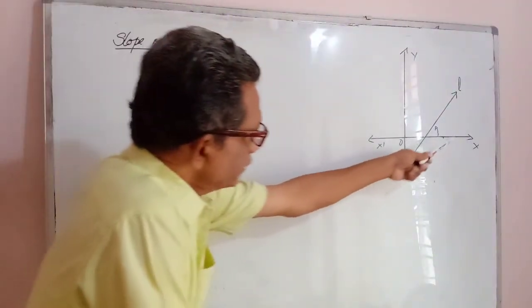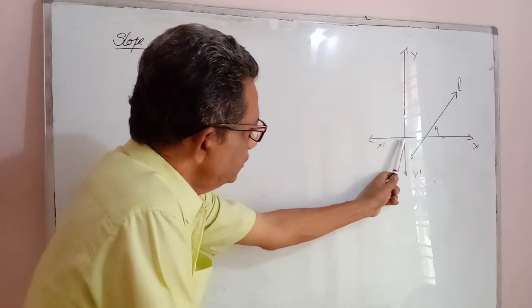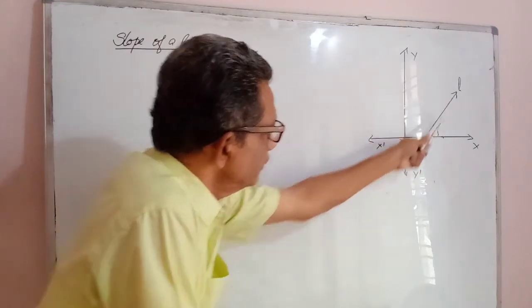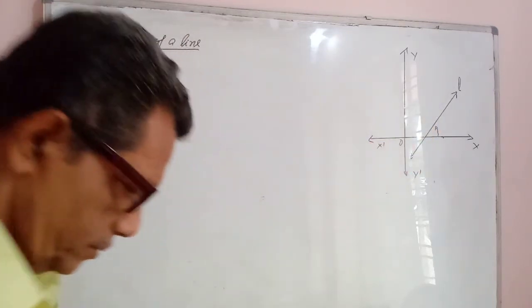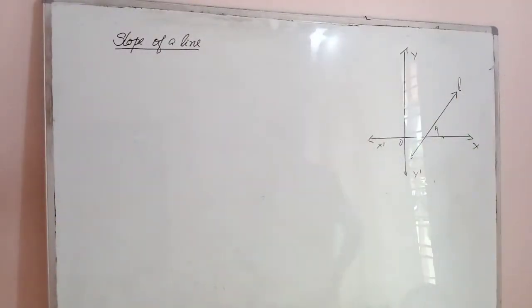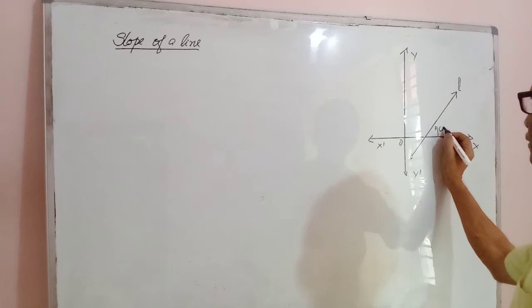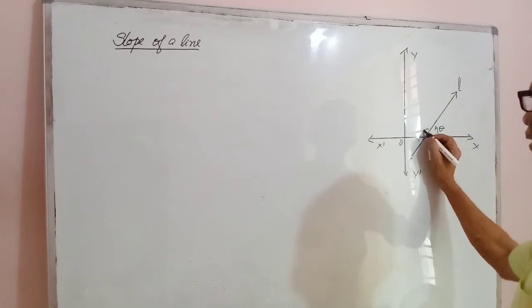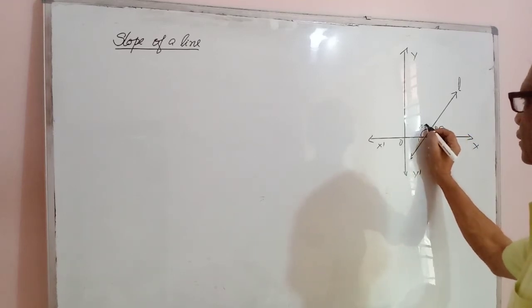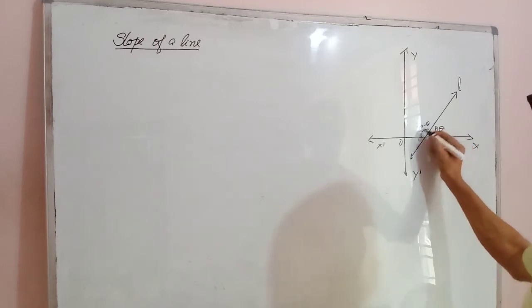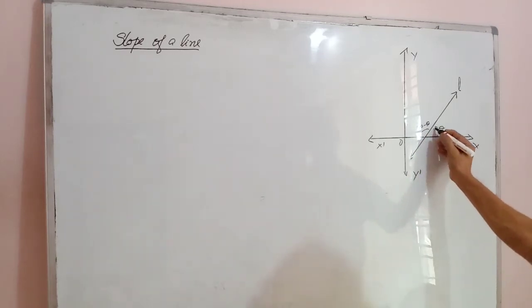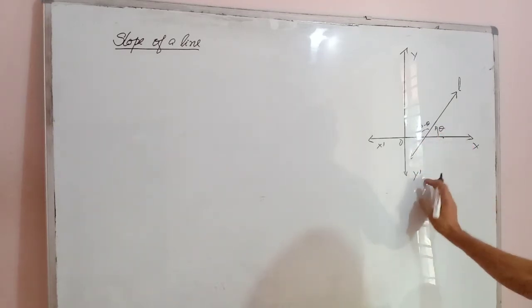Look, x-axis, y-axis, and this is the origin. And consider the line L. This line makes two pairs of vertical angles with the x-axis. One pair is this one, vertical angle. If this is theta, this is also theta. The other pair is 180 minus theta, isn't it? Your total is 180. If this one is theta, then this is 180 minus theta.